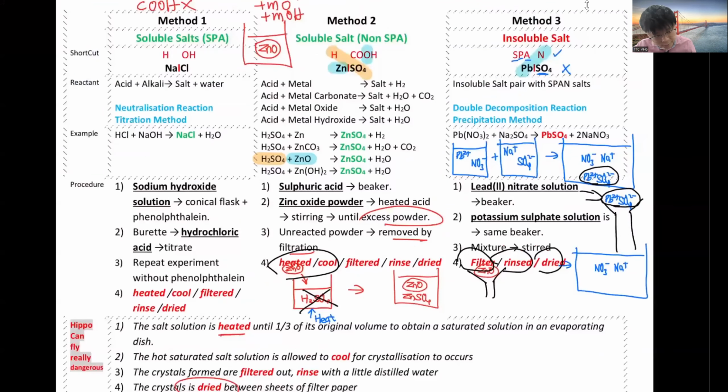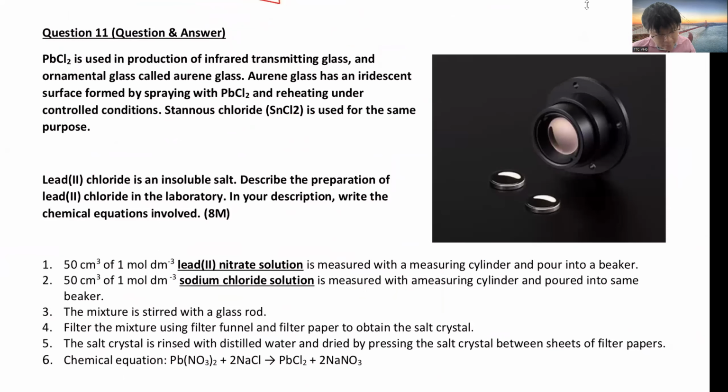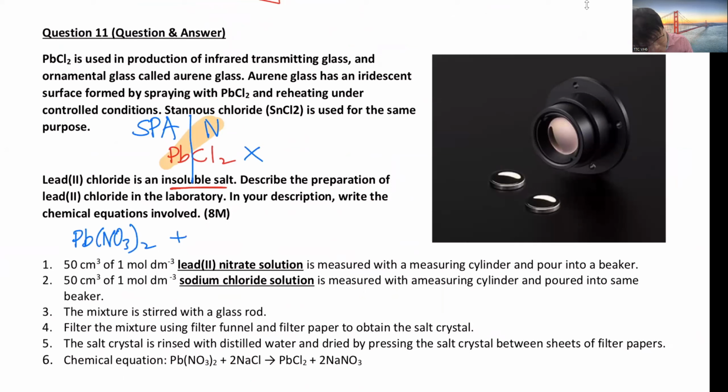Okay, we look at some sample questions. Let's say lead-2 chloride is an insoluble salt. This one is quite a good question. They tell you it's an insoluble salt. So for insoluble salts, we use soluble salts to prepare. Okay, so the chemical needed will be first Pb nitrate, plus on this side, you can choose any one. Sodium, potassium, ammonium nitrate also can. Ammonium chloride. Okay, I choose sodium chloride.